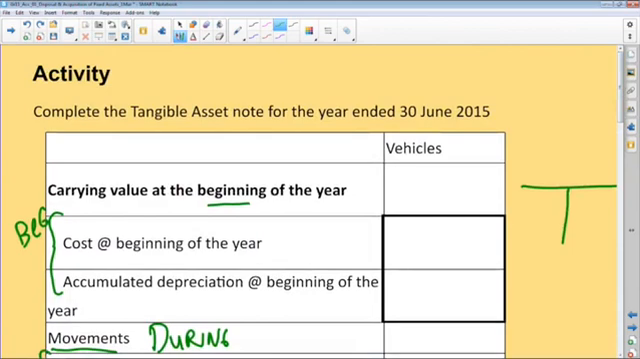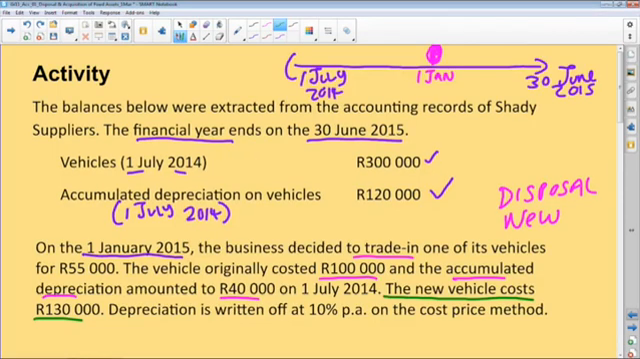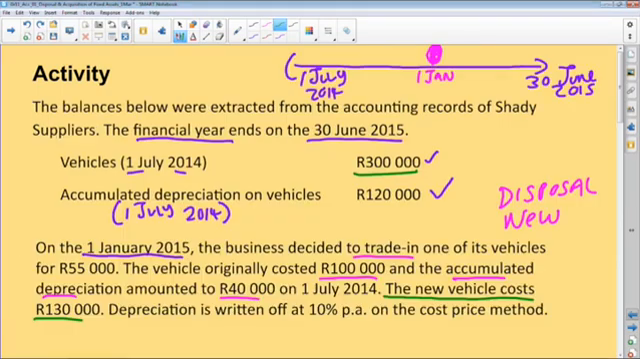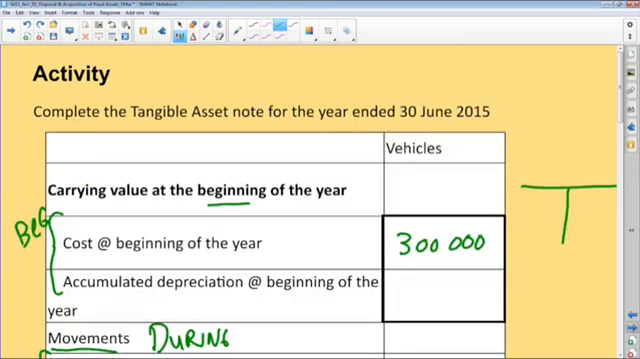Right, we're not going to have time to do this entire exercise. So the only thing that we can do, guys, is fill in the cost at the beginning of the year, accumulated depreciation at the beginning of the year. So let's try to do that quickly. My cost at the beginning of the year, 300,000. So let's fill that in. And my accumulated depreciation at the beginning of the year, 120,000. So let's fill that in.